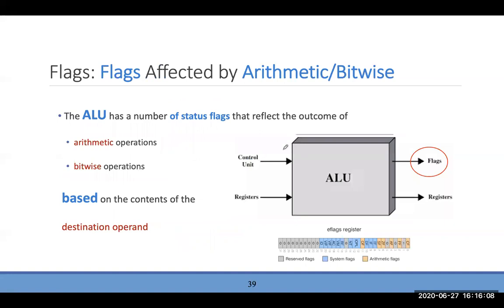If you look at the big picture of the EFLAGS register, it's connected to the ALU. And the ALU is part of the CPU, right? And EFLAGS is part of the CPU. This is your control unit. These are the registers, the general purpose registers. You take the values, even if they are in memory, and you put them in registers first. That's what happens anyway. Then the ALU does the arithmetic and reports the status.